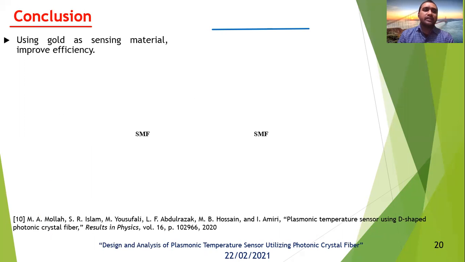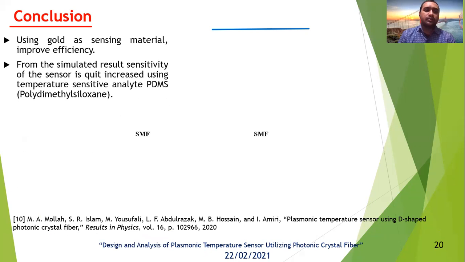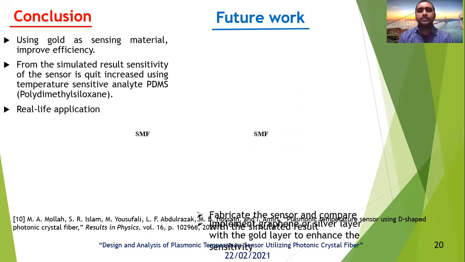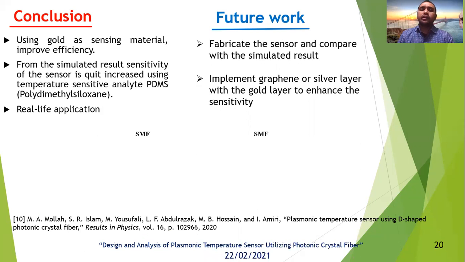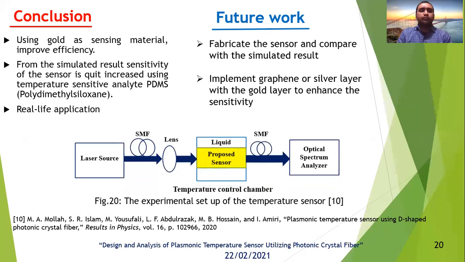Conclusion: we can say that using gold as a sensing material improves our performance, and using polydimethyl siloxane also helps to increase the sensitivity of our sensor, and it's also a real life application. Future: fabricate the sensor and compare with the simulated result, and implement a graphene or silver layer with the gold layer to enhance the sensitivity. Figure 20 is the experimental setup of the proposed sensor.